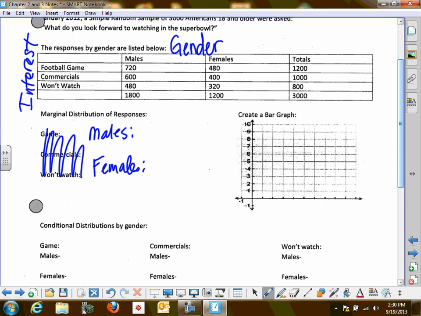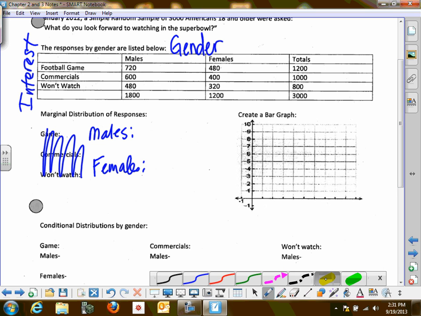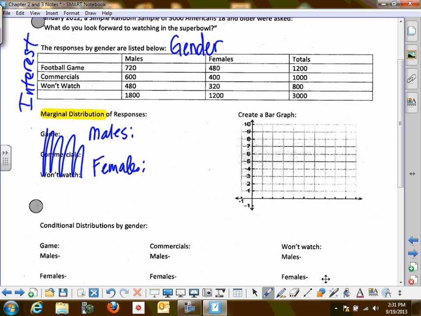So what we first have to do is say, okay, when the sample of 3,000 was taken, what proportion, it's not a perfect 50-50 split, what proportion of your sample was males that answered your question, and what proportion was females? So how do I figure out the proportion of males and females? Okay, there's a total. This does say marginal distribution. That is a vocabulary word. And those come from the margins. They come from the totals.